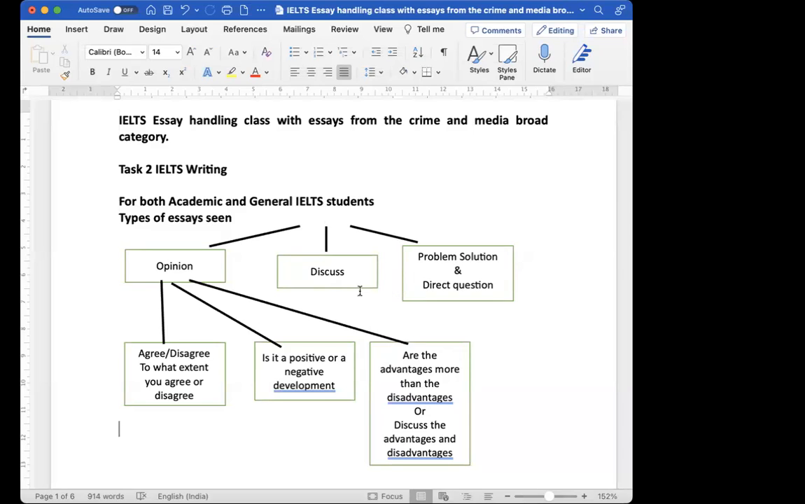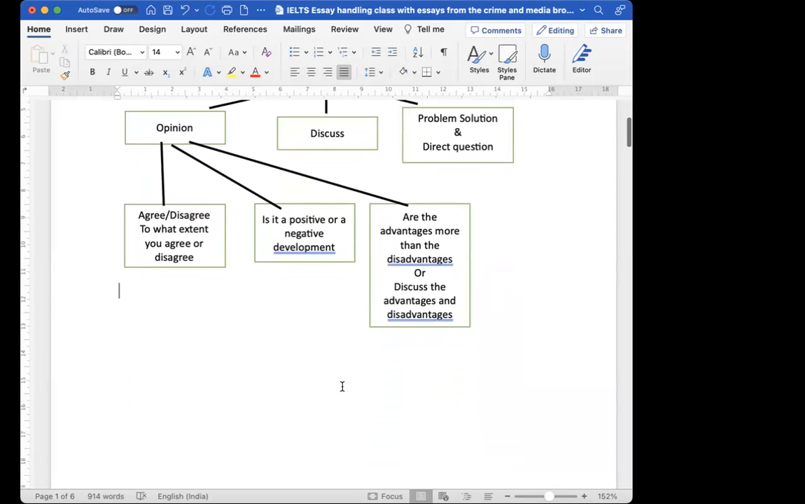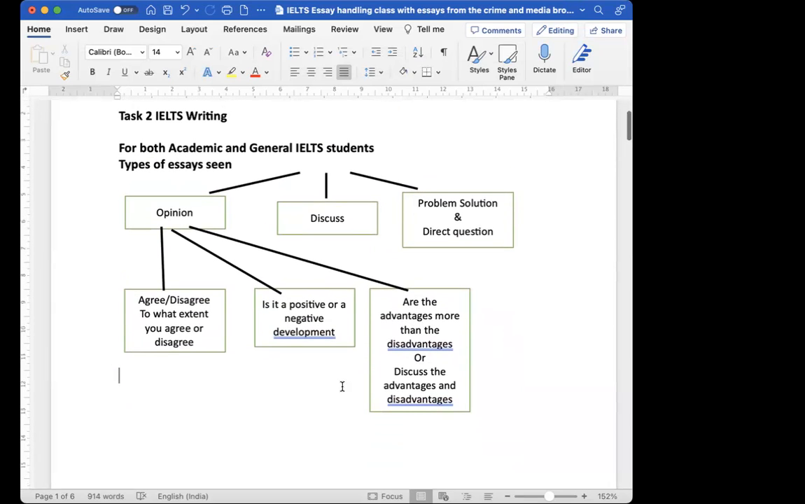Okay. So here it is, the 1, 2, and 3 broad types. This fourth small category I've clubbed with the problem solution because the handling is just the same. Then we have this opinion essay, which can be further asked in 3 ways. Agree, disagree, or to what extent do you agree or disagree? Is it a positive or a negative development, or are the advantages more than the disadvantages, or do the advantages outweigh the disadvantages? Something like that. Okay. Yes. What is the difference between positive, agree, disagree, and positive and negative?